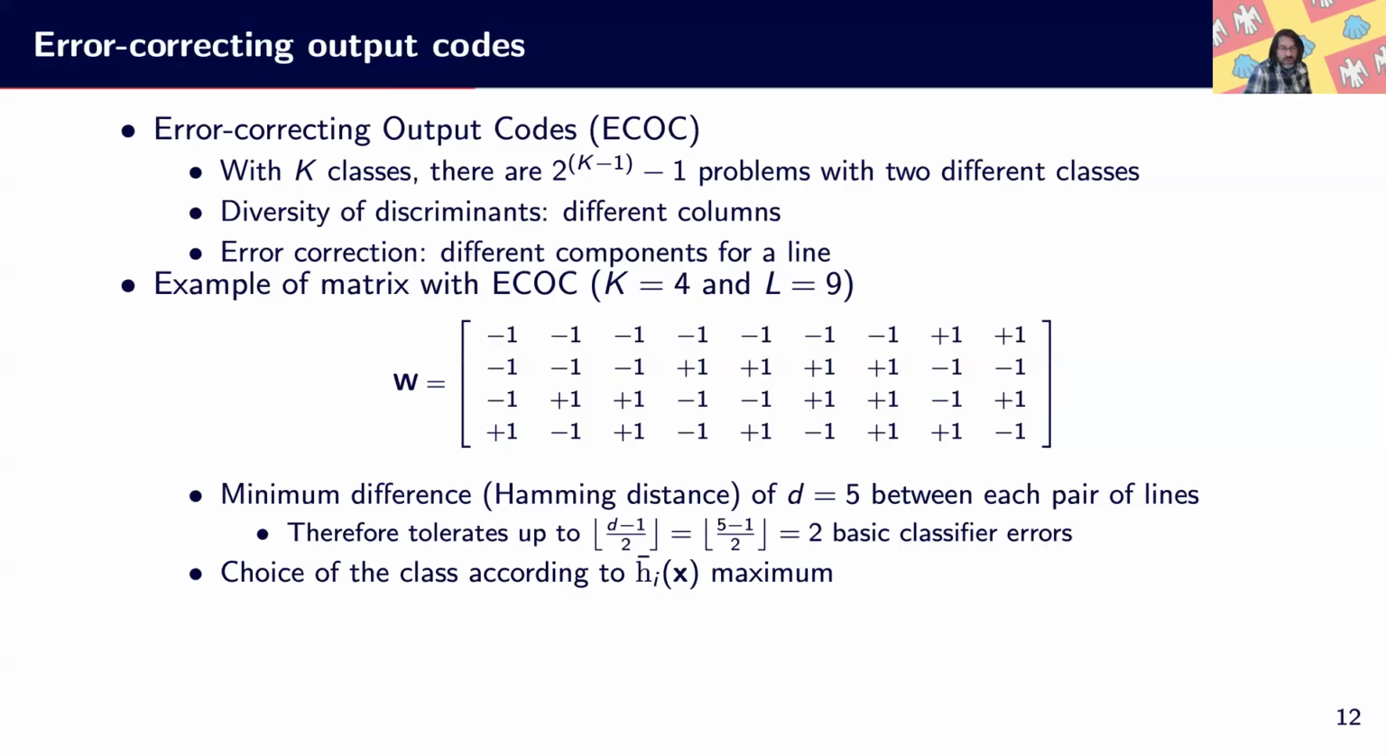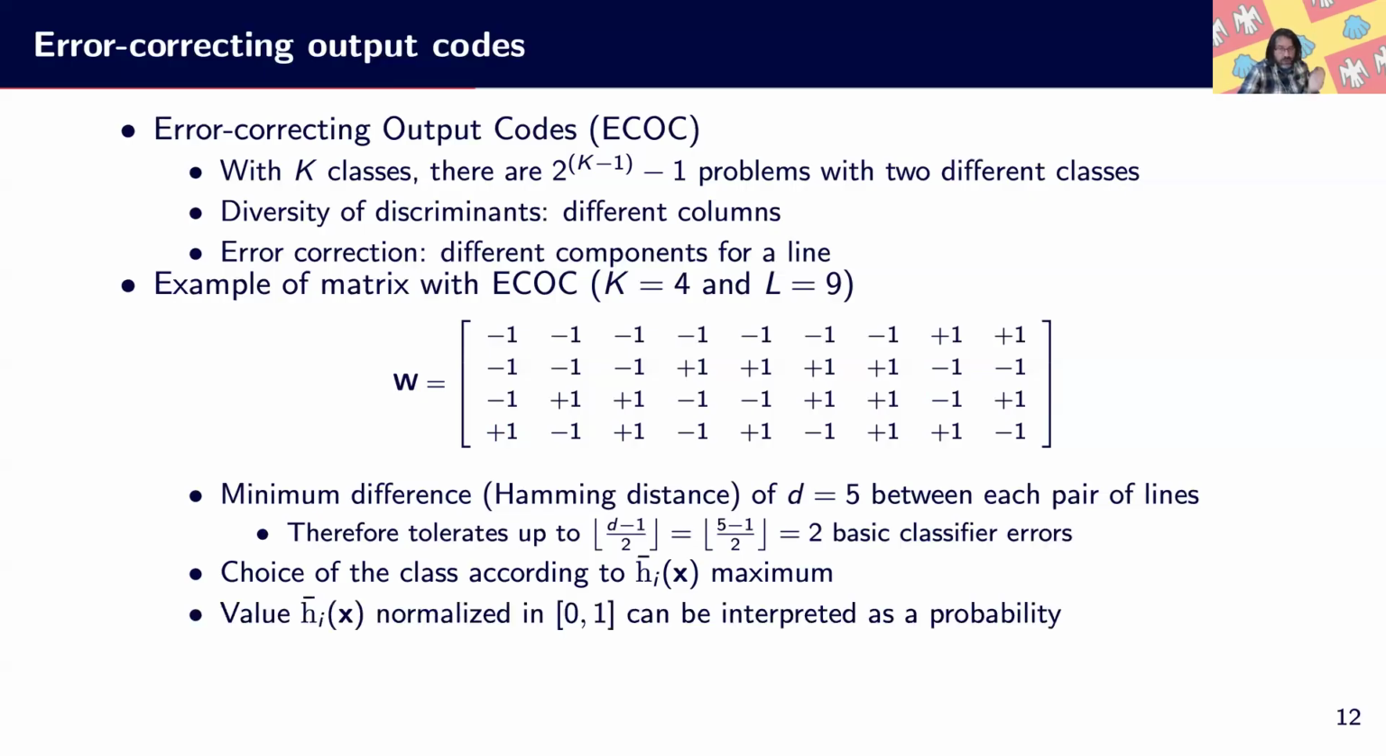And then we choose the class according to the H bar that is maximum over all the 4 classes. And if we are able to normalize this in 0, 1, which can be the case because we have a limited number of vectors, so we know what the maximum and minimum values are, if we renormalize everything between 0 and 1, we can consider using a probabilistic interpretation of the output for each class.